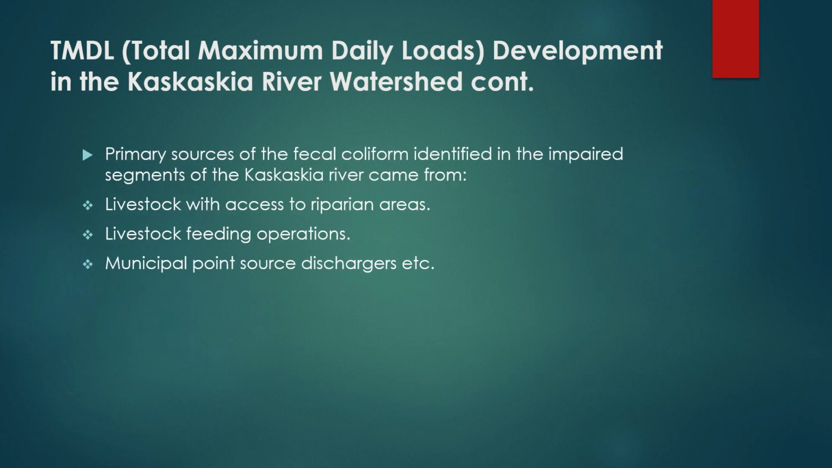And then the primary sources of the fecal coliform identified in that impaired segment of the Kaskaskia River came from livestock with access to riparian areas, livestock feeding operations, municipal point source discharging, on-site water treatment systems, urban stormwater, and agricultural runoff.